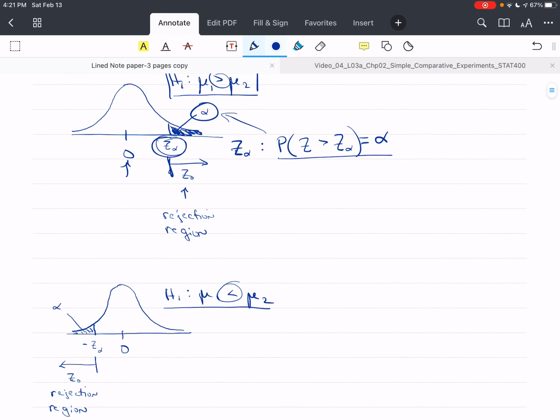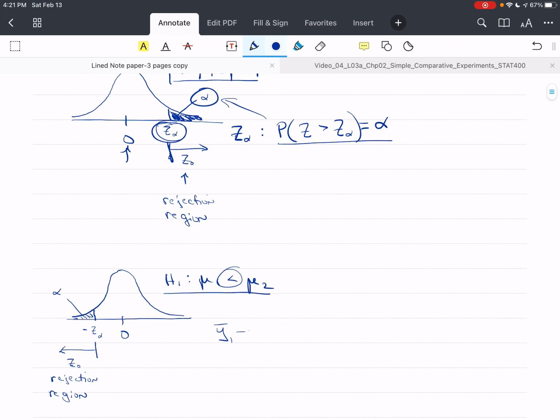An alternative of less than means that y1 bar minus y2 bar should be less than 0, because y1 bar would be less than y2 bar. And it would be very far away from 0. Under the null, we would expect that difference to be close to 0. So if it's not close to 0, under this alternative hypothesis, we expect z naught to be very negative, because y1 would be a lot smaller than y2. And so, again, the probability that we're going to reject the null when it's actually true is alpha.